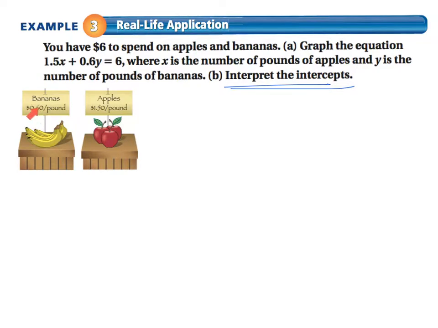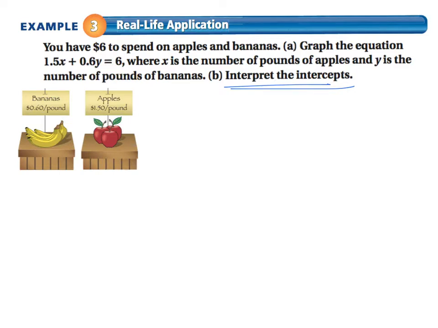If bananas are 60 cents per pound, and x is the number of pounds of apples, and y is the number of pounds of bananas, you should know how to put 60 cents y. $1.50 per pound for apples, so you would put $1.50 x. Plus 60 cents y equals $6 total dollars.